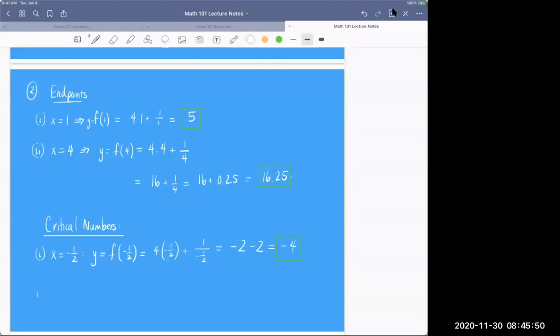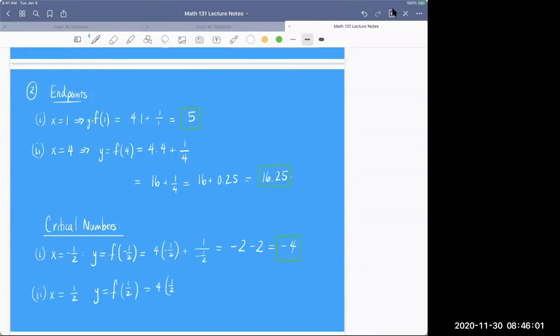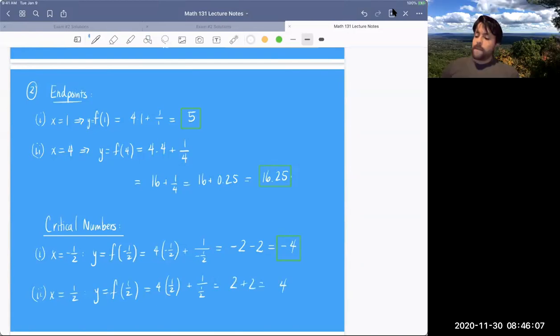And then my second critical number is 1 half. So y is equal to f of a half, which is equal to 4 times a half plus 1 over a half, which is 2 plus 2, which equals 4. Okay.